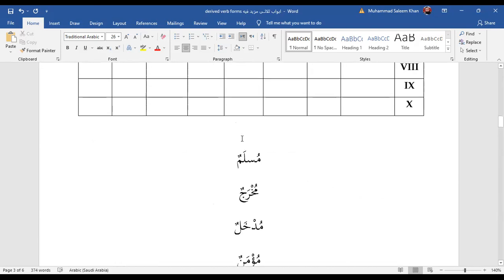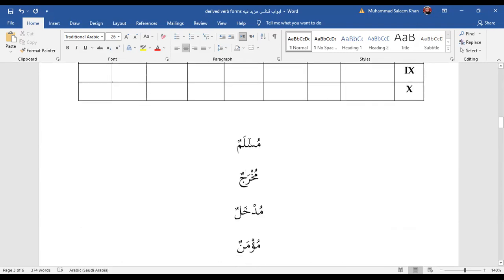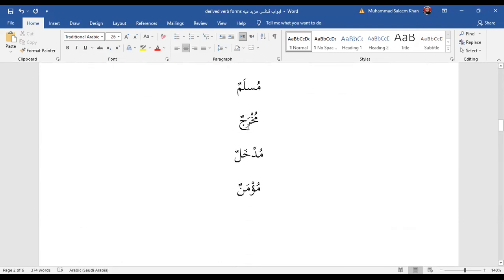Come on, let's go back and you will see now. Here, today we did it. أخرج يخرج إخراجا. The one who brings out is مخرج, and the one who is brought out is مخرج. Did you get it? What is the difference?